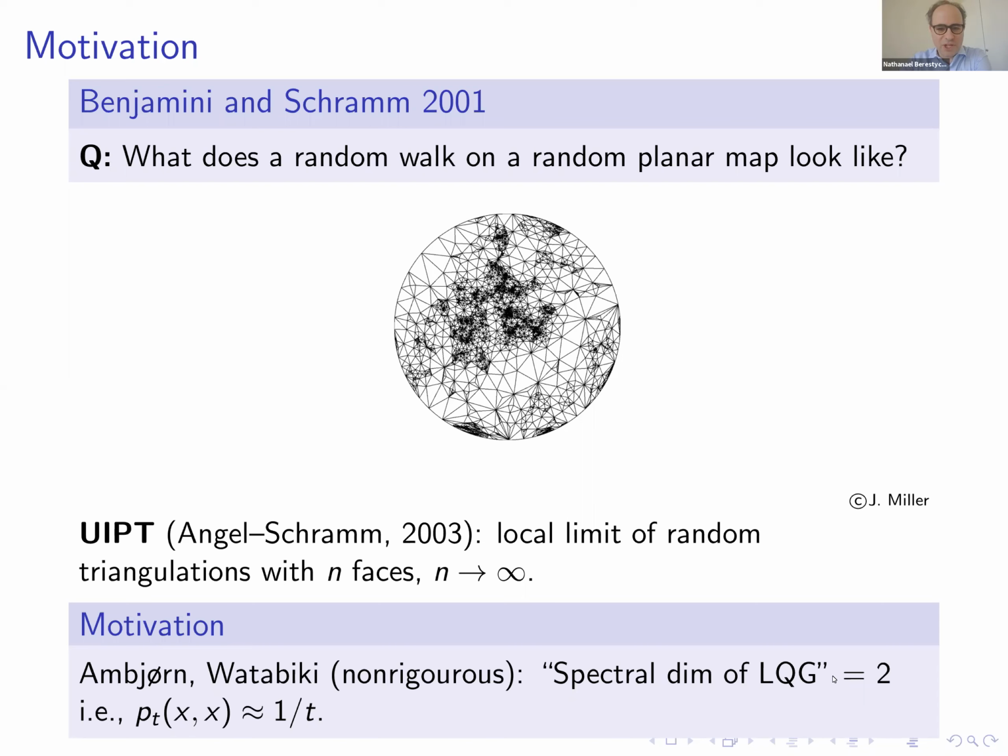So as a word of motivation, this starts with the remarkable paper of Benjamini and Schramm from 2001, where they asked the following question: what does a random walk look like on a random planar map? The kind of planar maps that they especially had in mind is the so-called UIPT, the Uniform Infinite Planar Triangulation, which was introduced roughly around the same time by Omer Angel and Oded.